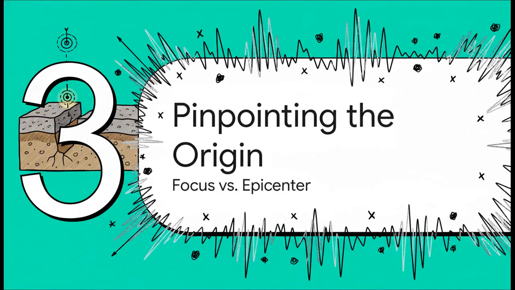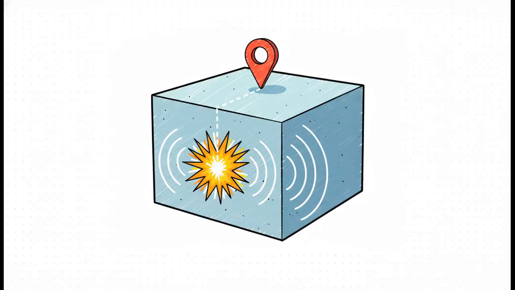So, a fault ruptures, it releases its energy, but where exactly did the earthquake begin? This is where we need to get clear on two really important terms. Okay, you've definitely heard of the epicenter. That's the location on the map you always see in the news. But the real physics, the actual start of the earthquake, happens at the focus, which is sometimes called the hypocenter.